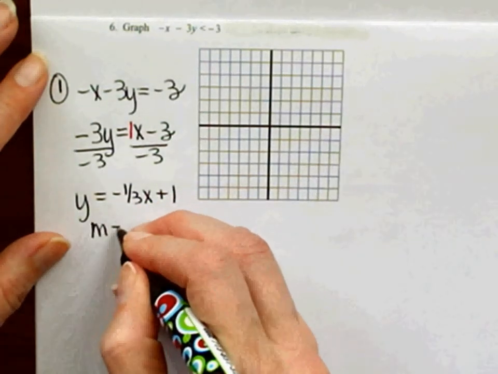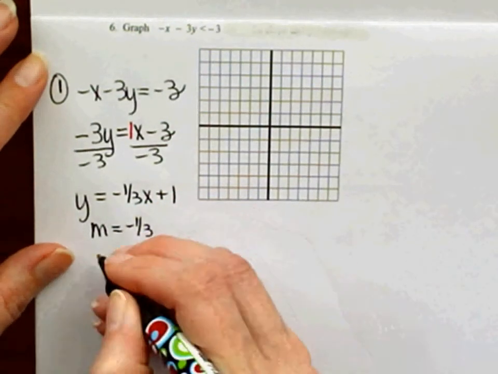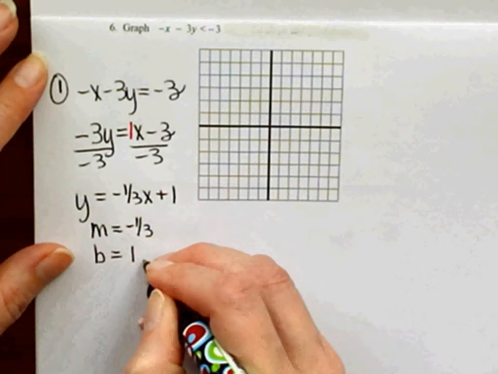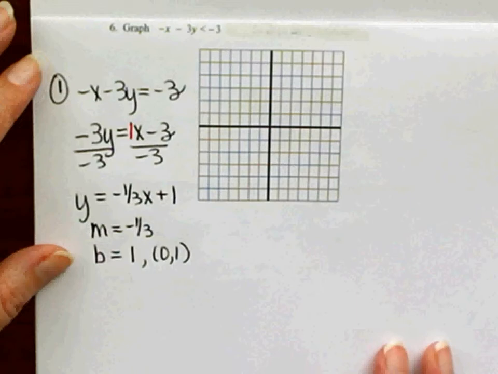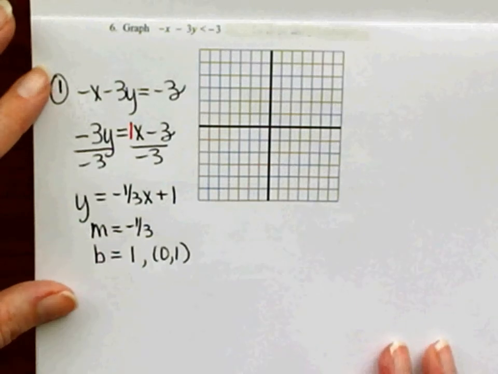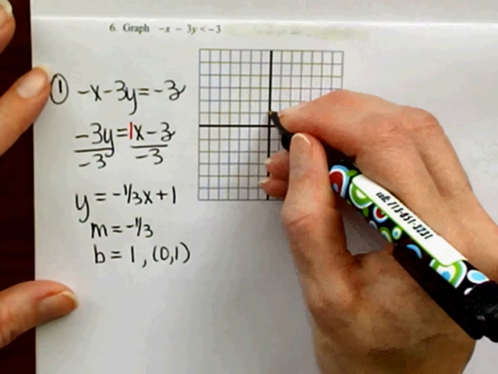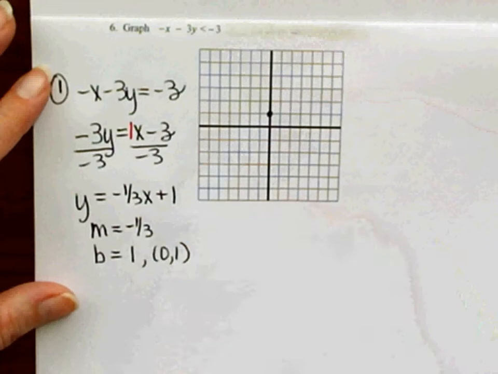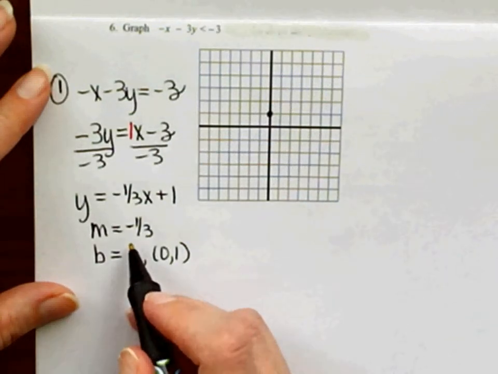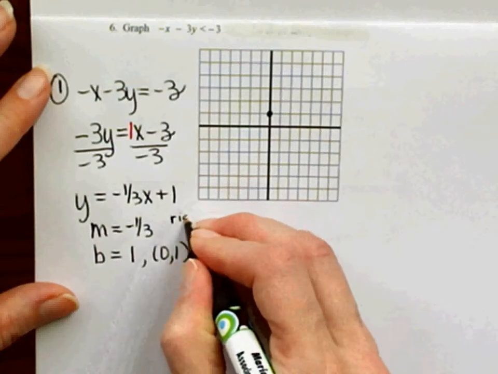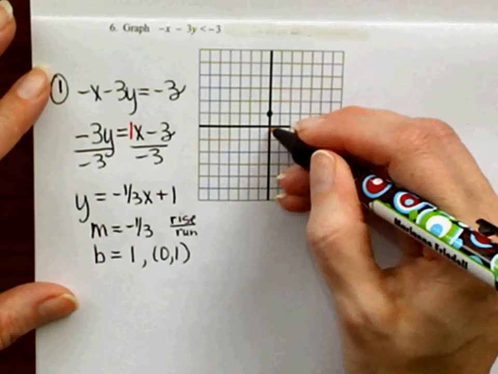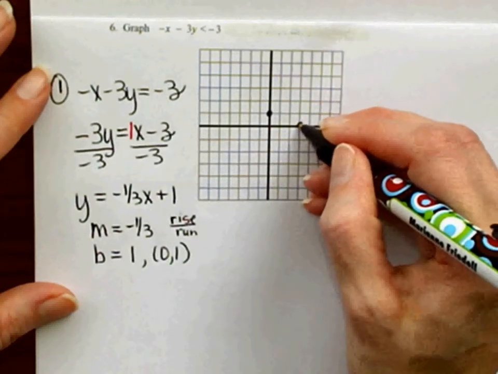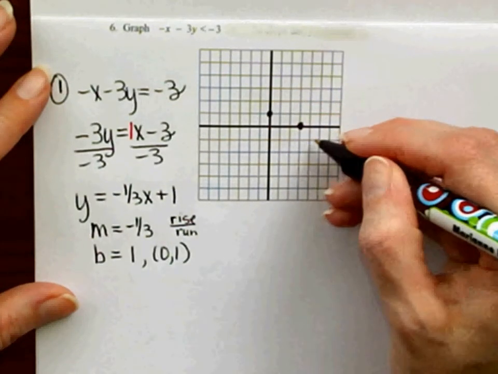Alright, so my slope's a negative 1/3. The y-intercept is 1. Some of you need to see that as a point, so that's (0, 1). Alright, so let's go ahead and graph. Y-intercept (0, 1). Find that lovely little point. Let's use the slope. Remember, the slope is referencing rise over run. So we're going to go down 1, to the right 3. Down 1, to the right 3.